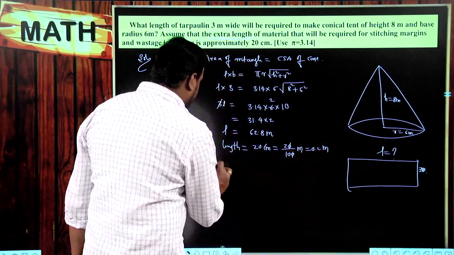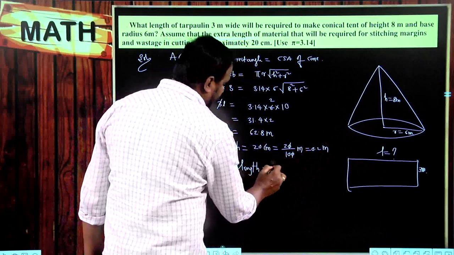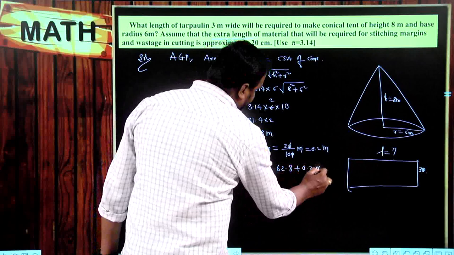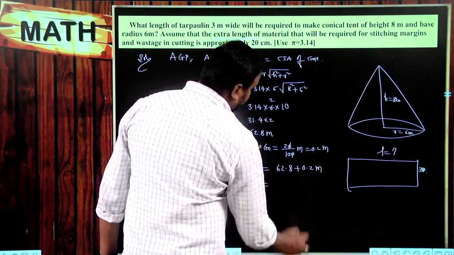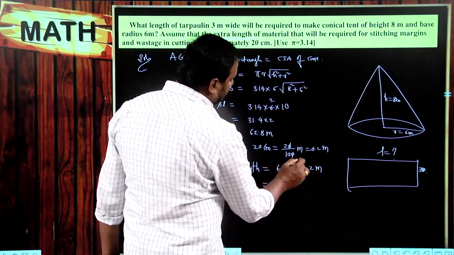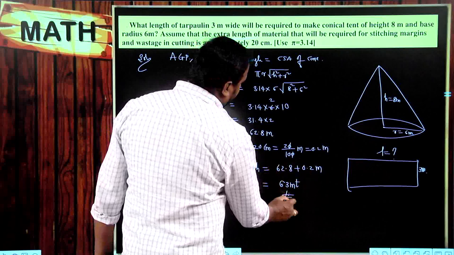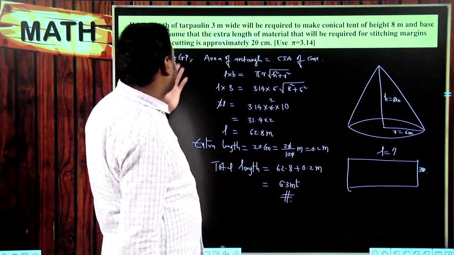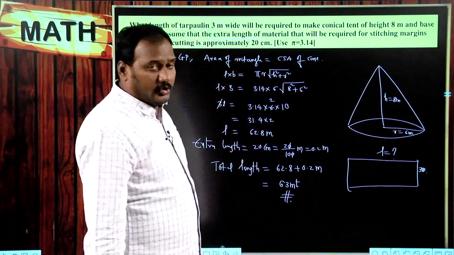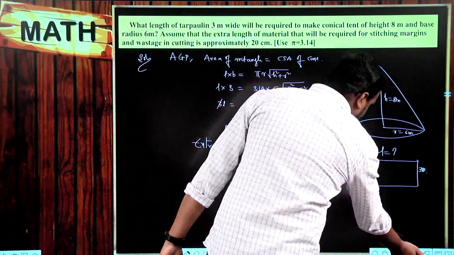So, total length of cloth required is equal to 62.8 meters plus 0.2 meters, which is equal to, 8 plus 2 is equal to 10, 0, 1, 62 plus 1 is equal to 63 meters cloth is required for making this, the curved surface area of the cone, right. Next, moving on to the next problem.